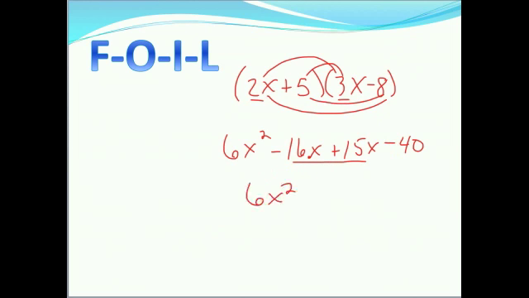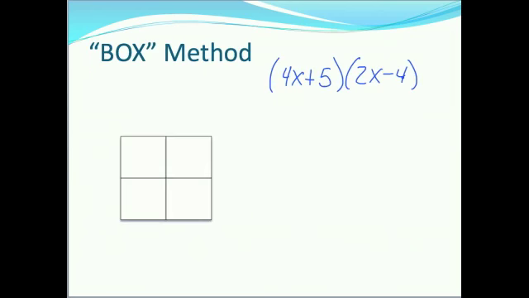Gives us 6x squared. Negative 16 and positive 15 is negative 1, so I'm just going to put negative x minus 40. So 2x plus 5 times 3x minus 8 is 6x squared minus x minus 40.